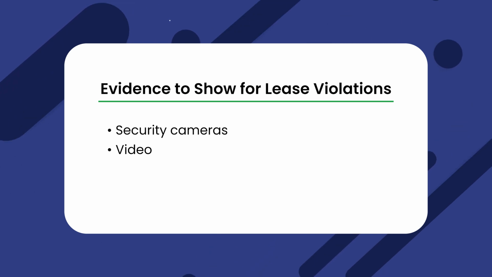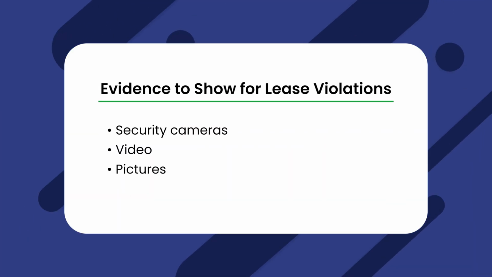Video. If you didn't catch them in the act, a video of the damages or the violation could also be enough. Pictures. They say a picture is worth 1,000 words. In this case, a picture could be worth thousands of dollars. Even if you take a video, it's important to show the judge any pictures too, as it's usually easier to see by email or printed.